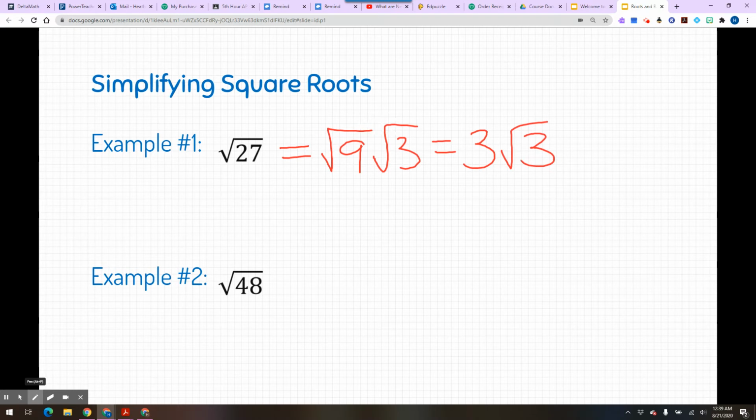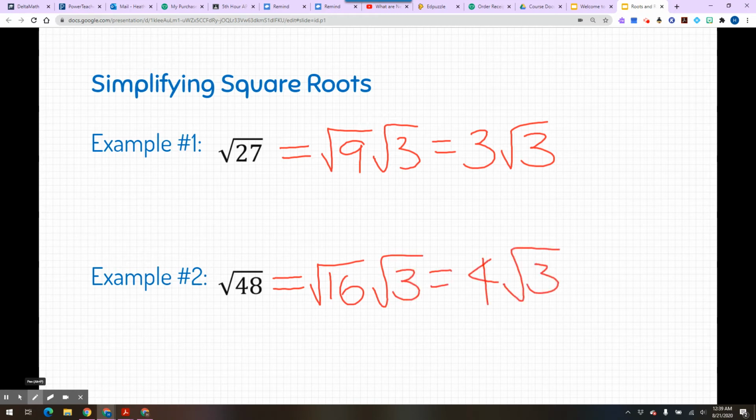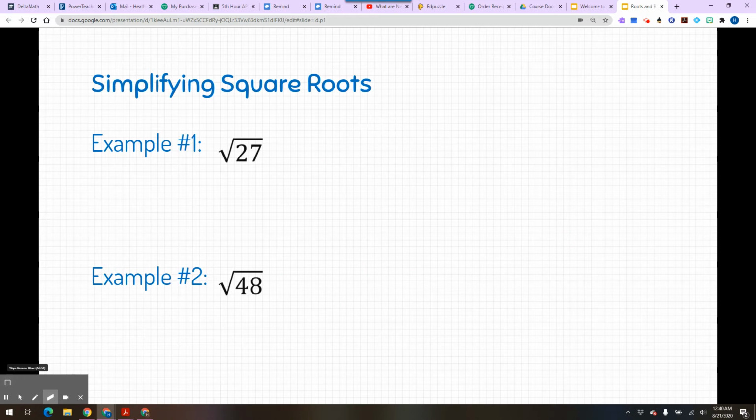When you look at example 2, oftentimes students will select 4 as the largest perfect square that goes into 48. 4 is a perfect square, but it's not the largest perfect square. The largest perfect square is 16. Both of these examples happen to have 3 under the radical, but that won't always be the case. Just keep that in mind.